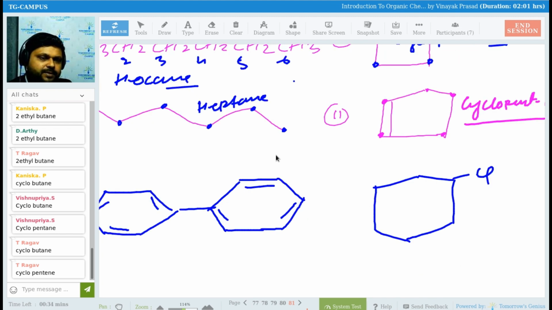What about this compound? Guys, please tell me what is this? See, actually this is benzene, right? And in this benzene, what happens? First of all, do this question, then we'll be doing this.